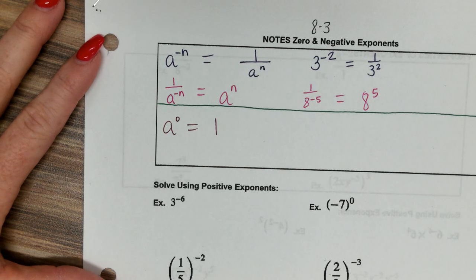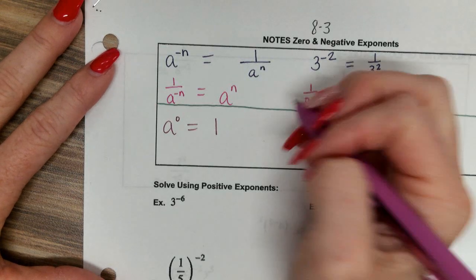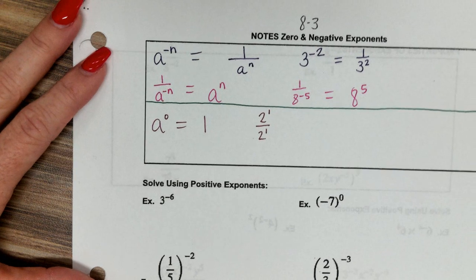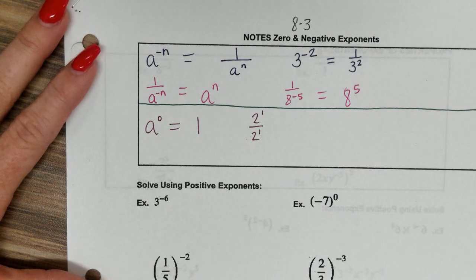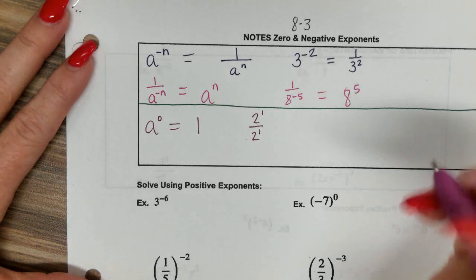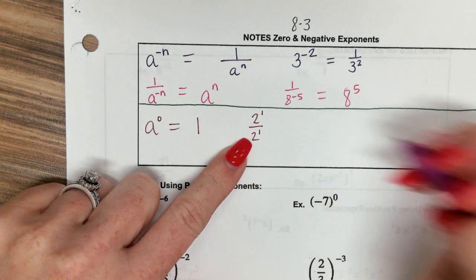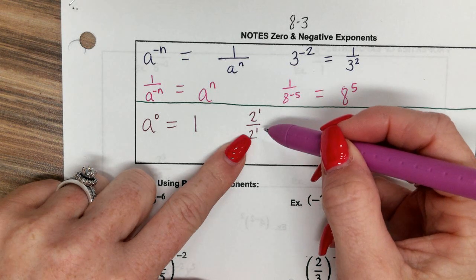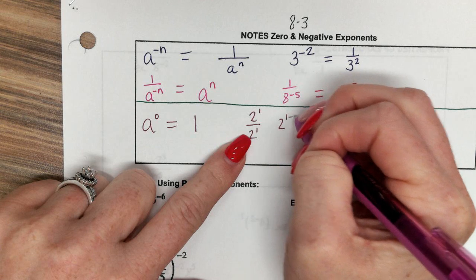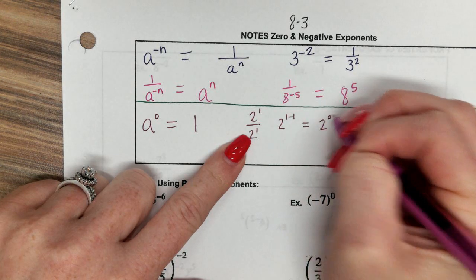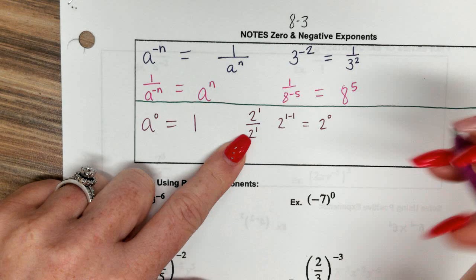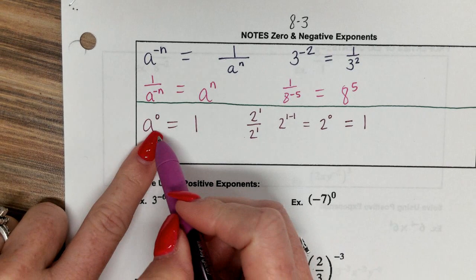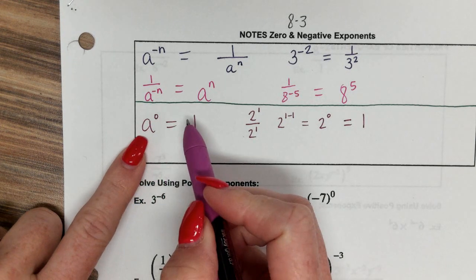Okay? Let's take a literal problem. So everybody do 2 to the first power over 2 to the first power. If I was to follow the exponent rule, what would this be? Multiplication or division? This is division, so what would I do to my exponents? So I would have 2 to the 1 minus 1, which is what? 2 to the 0. And 2 to the 0 is 1. What did we learn? Anything raised to the 0 power has a value of 1.